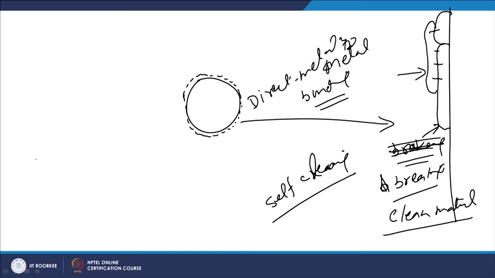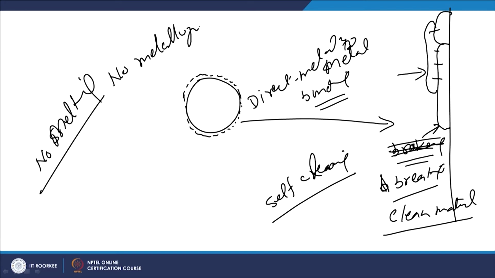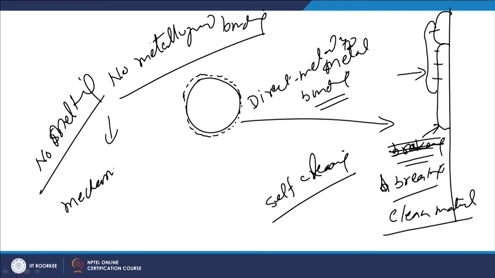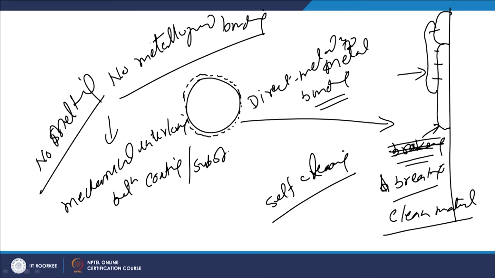Since in this case there is no melting, there is no metallurgical bonding in the initial stages. Bonding is primarily caused by the mechanical interlocking between the coating material and the substrate. So what is the meaning of interlocking?